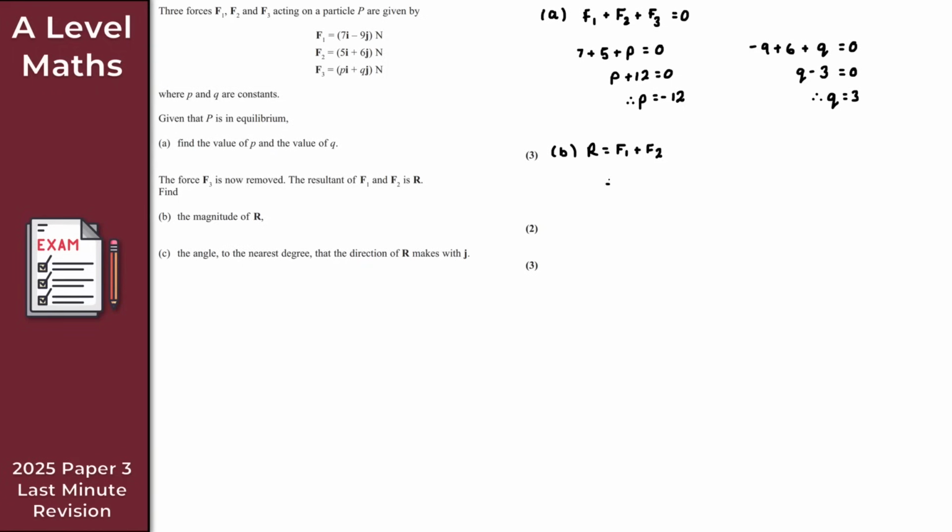So what would that give us here for R? So 7i plus 5i, I get 12i. So what I've got here is 12i. I've got -9j plus 6j, that's -3j. You get -3j there, like so. Don't forget the units here. This is a force, so newtons.